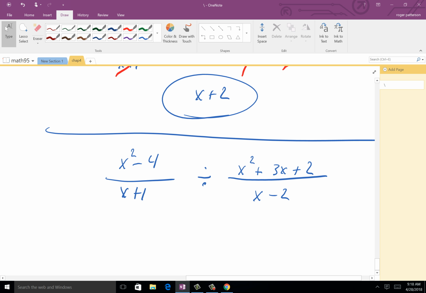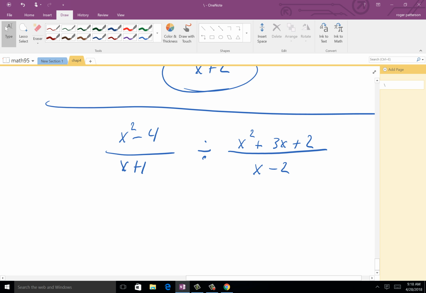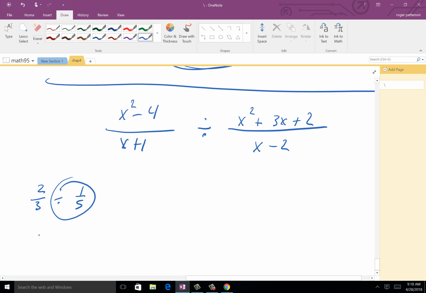Now, with divisions and fractions, all right, let me go over here to the side real quick. What's our rule for dividing fractions? Flip and multiply, right? So that's what we're going to do here. Before we even factor anything, we're going to flip and multiply. So I'm going to flip that. In fact, I would flip them.